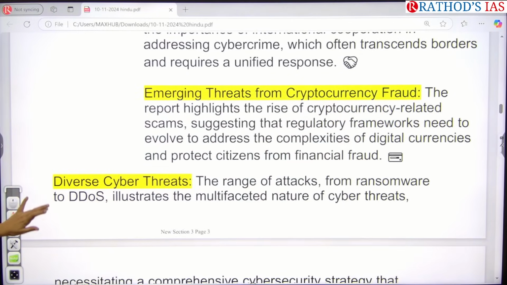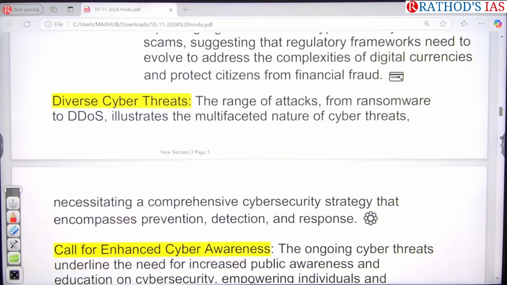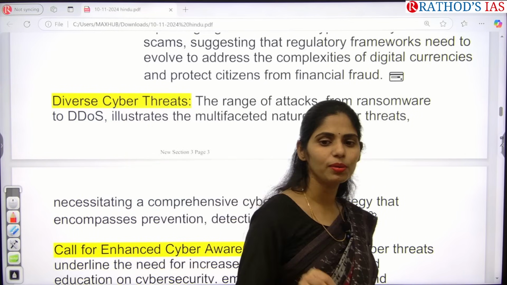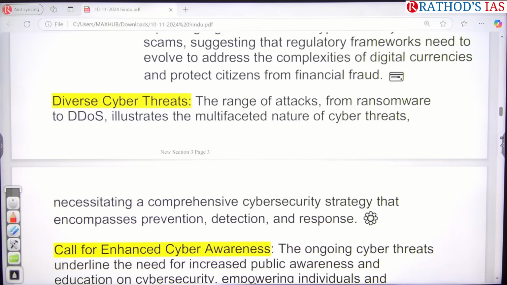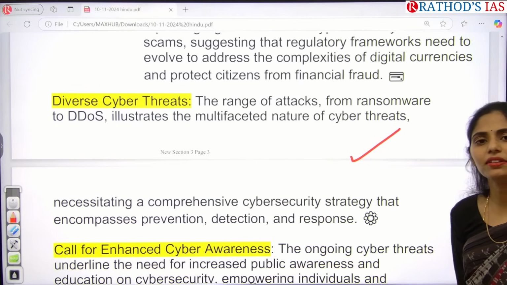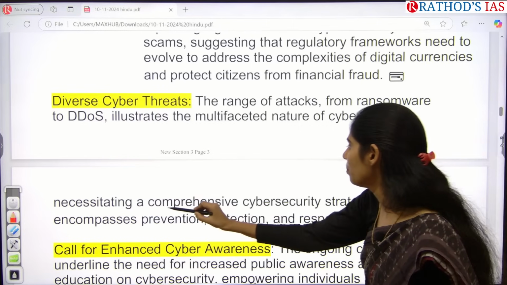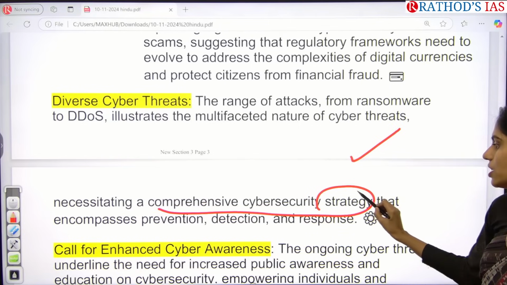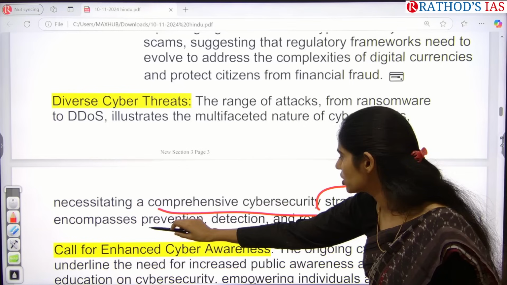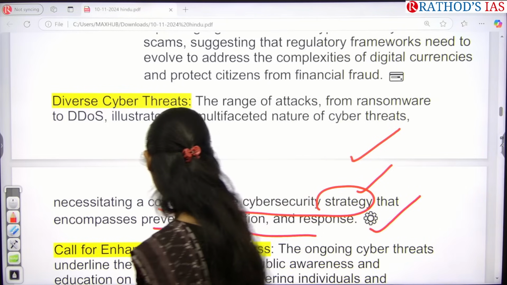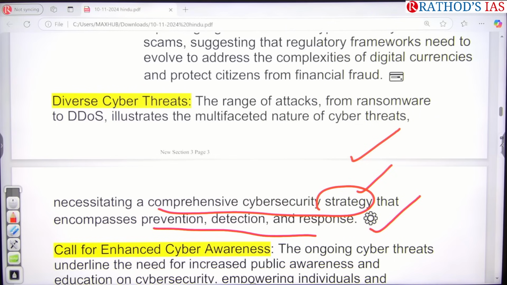Okay, and next one here is, there is also an increasing diversity in cyber threats, like they will be using ransomware, sometimes spies, sometimes bugs. So here we have to know about how these cyber threats or attacks are evolving day by day, and we need to have a proper comprehensive cyber security strategy so that we can focus on prevention, detection and response towards the cyber security threats.